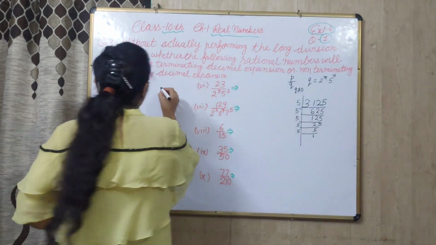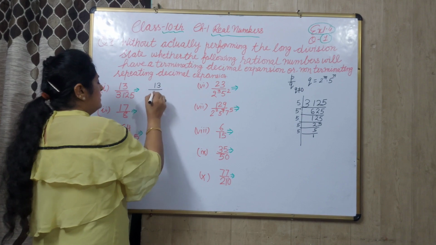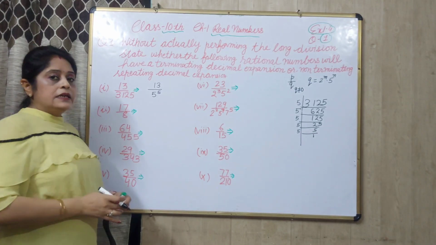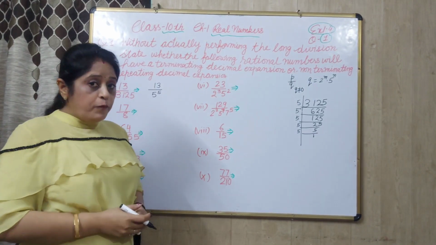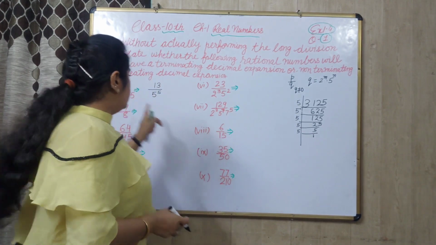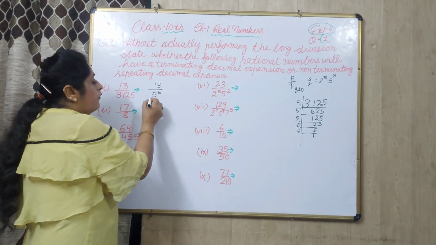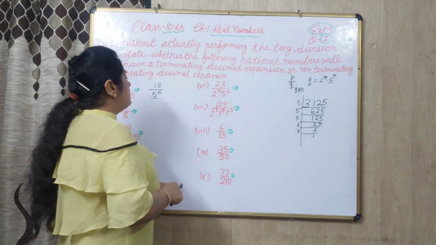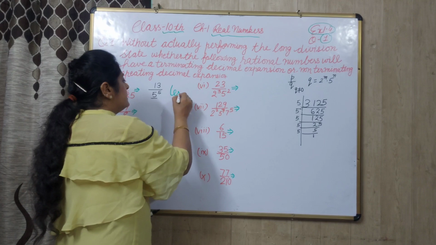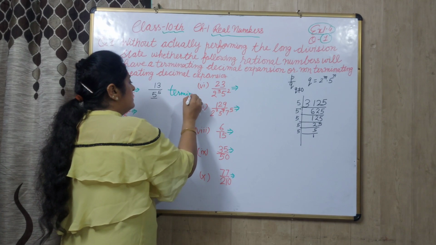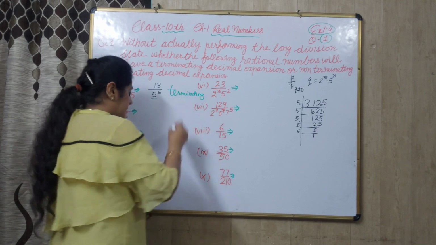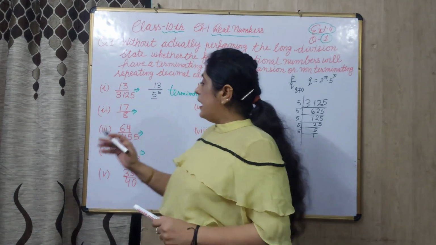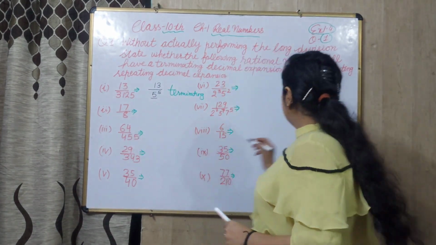We can write 13 upon 5 power 5, and you know that 13 and 3125 are co-prime. First condition, co-prime should be there. They are co-prime and our Q is in the form of 5 power 5. So we can say it is a terminating decimal.